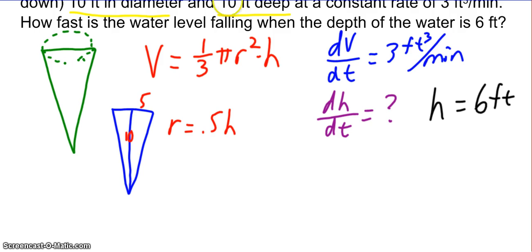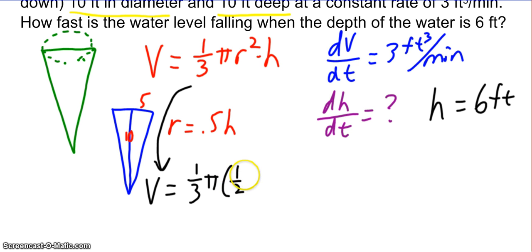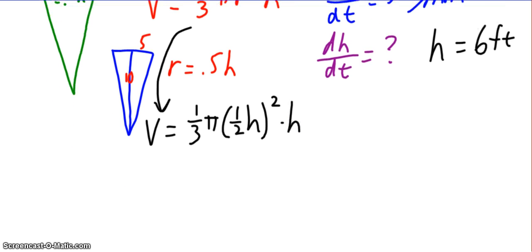Now I can substitute that into this volume equation. So instead I can say volume equals 1/3 pi times 1/2 h squared times h. Now if I simplify, volume equals 1/2 squared is 1/4, and 1/4 times 1/3 is 1/12. So I'm going to say pi/12 h cubed. Now I want you to pause the video here and try to do the rest of the problem to solve for dH/dt.